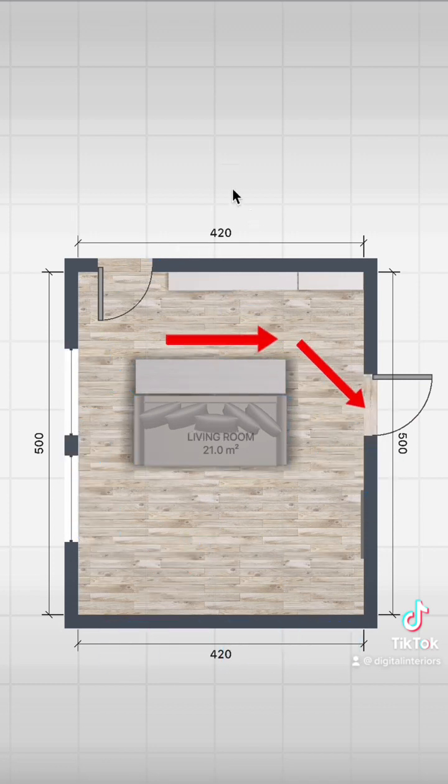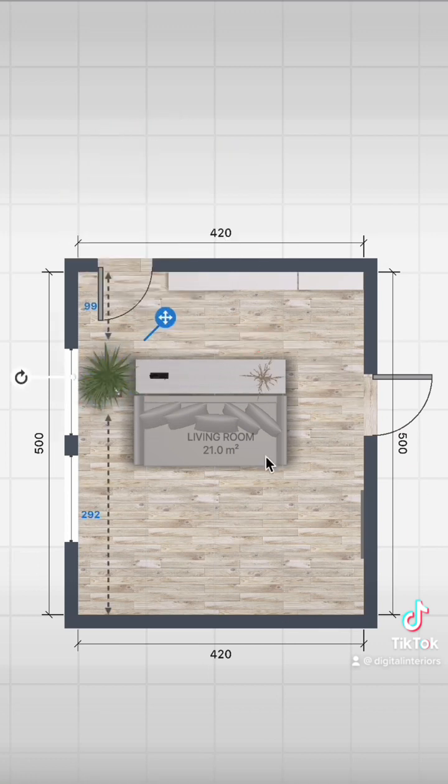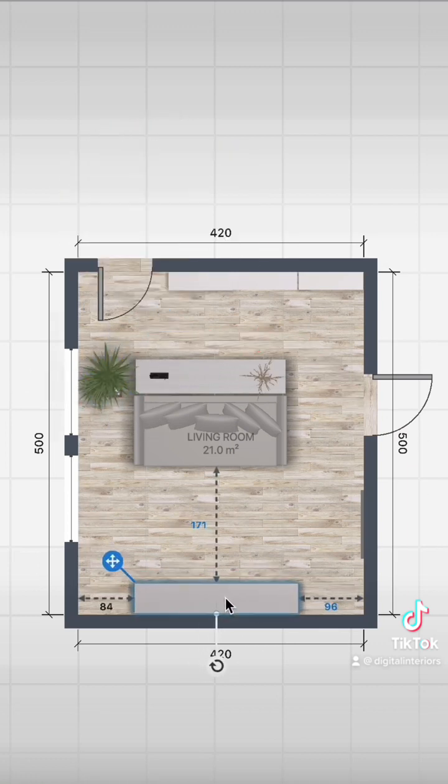The red arrows now show the pathway. To create more privacy for the living area, we can place some decorations on top of the table. Now we can place the TV unit on the blank wall, and then we can start adding the rest of the furniture.